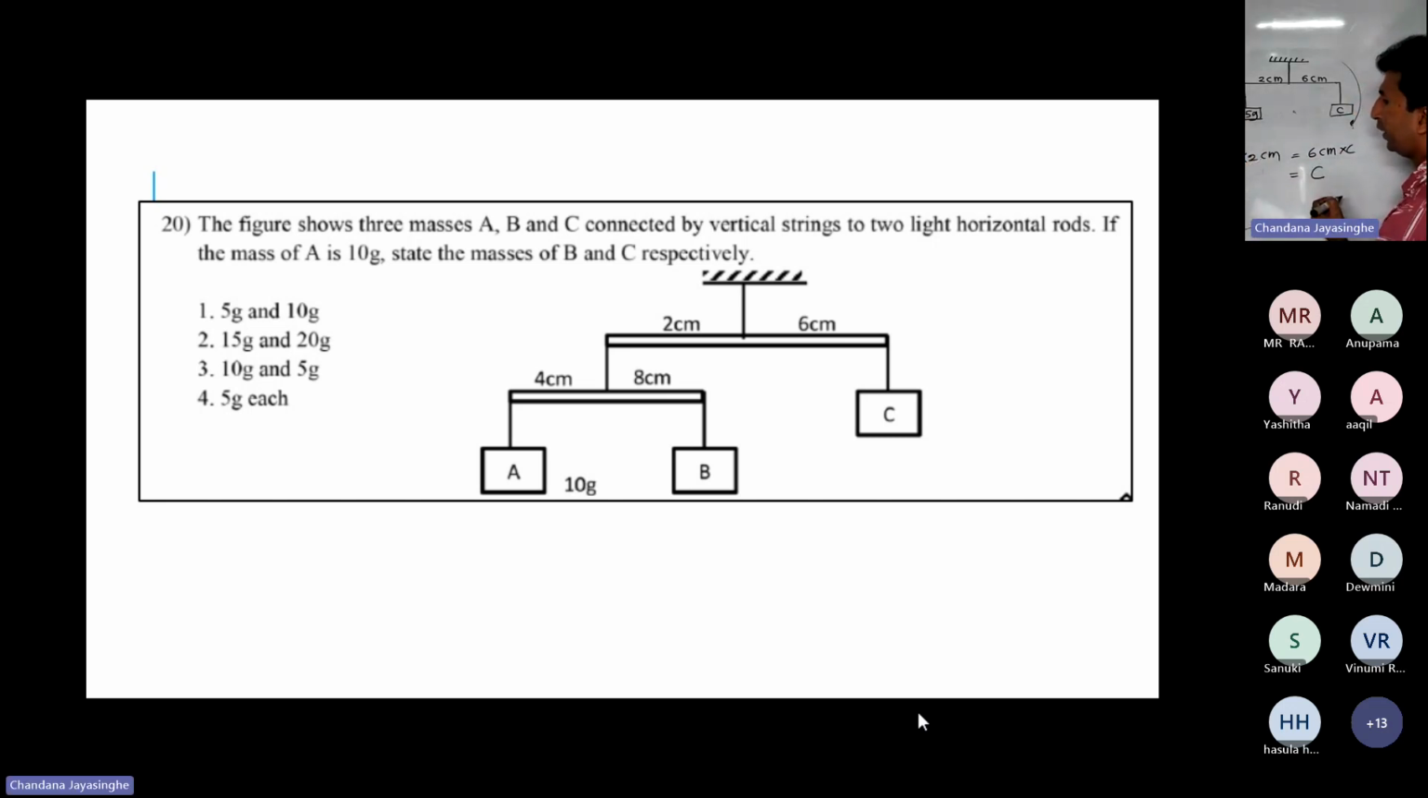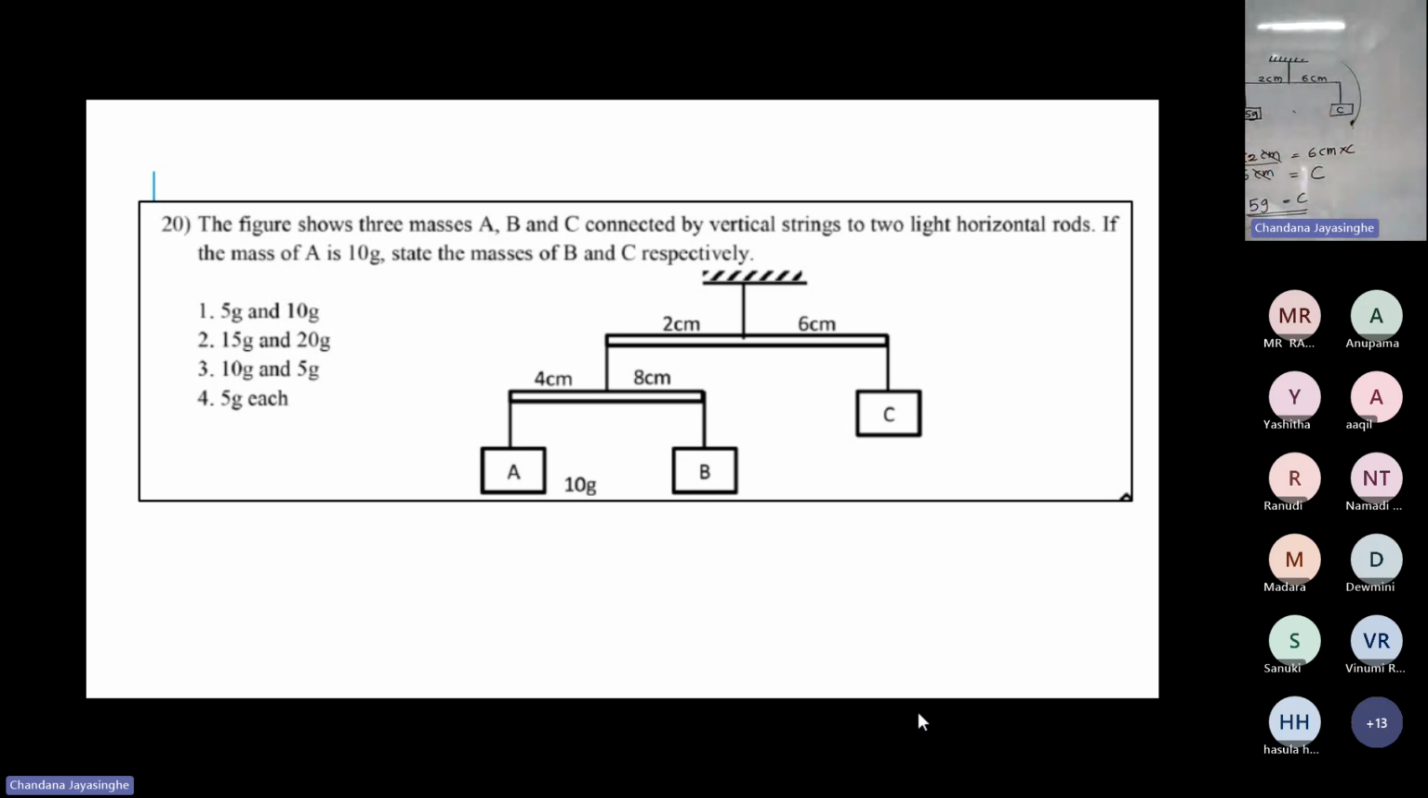We have to make C the subject. That means 15 into 2 divided by 6 centimeter. Right? 15 into 2, 30. 30 divided by 6 means 5 gram. So C comes what? 5 gram. B comes what? 5 gram.